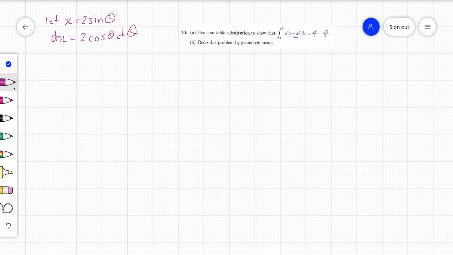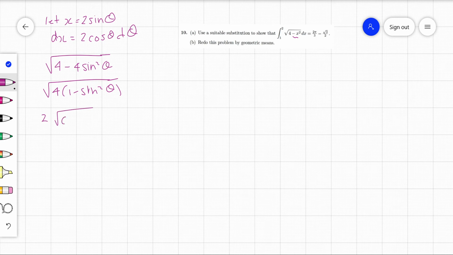Now why are we letting x equal 2 sine theta? If we have a look, x squared would be 4 sine squared theta, and you can see there if we factorize by 4, we've got 1 minus sine squared theta, and 1 minus sine squared theta is cos squared theta. I'll take the square root of 4 out, so we've got the square root of cos squared theta, so we just get 2 cos theta.